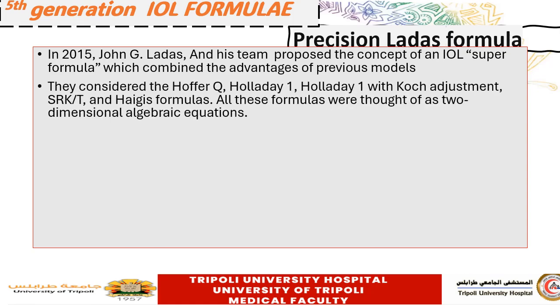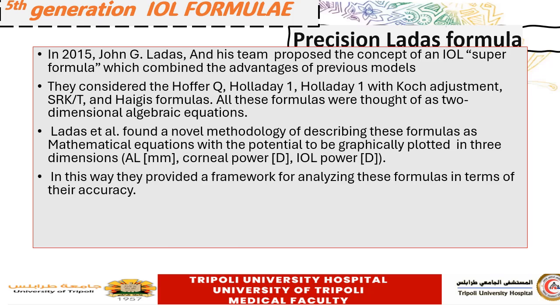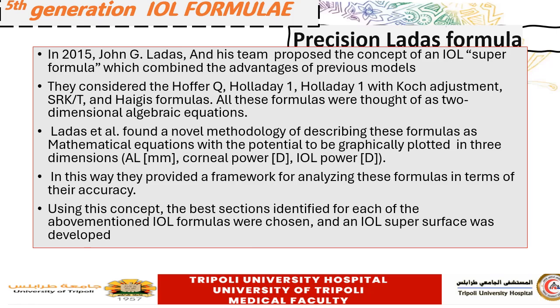So he invented this principle by certain mathematical calculations and computations so that he could represent these formulas in three dimensions graphically. By three dimensions, we mean that they represent the IOL power, the keratometric power and the axial length in three dimensions for each of these formulas, like the Hoffer Q and the SRK/T and the Holladay 1, and so on. And after that, he could superimpose these formulas together and create what's known as the super surface IOL formula.